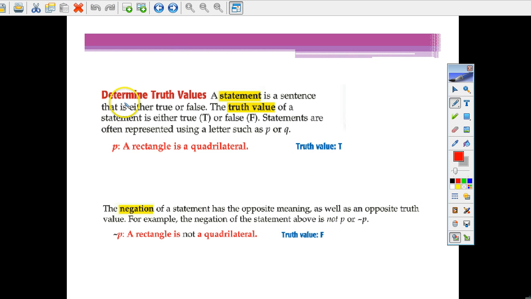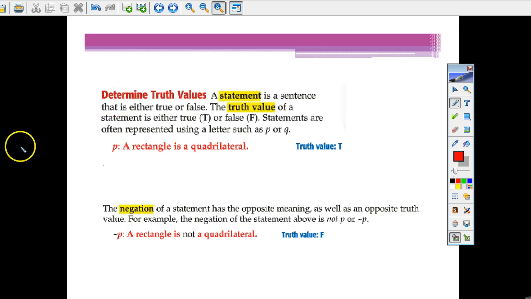Alright, so when we're looking at statements, a statement is a sentence that is either true or false. The truth value of a statement is either true, T, or false, F. Statements are often represented using a letter such as P or Q. Here P, a rectangle is a quadrilateral, has truth value T, true. So this is true, so for the truth value you put T.